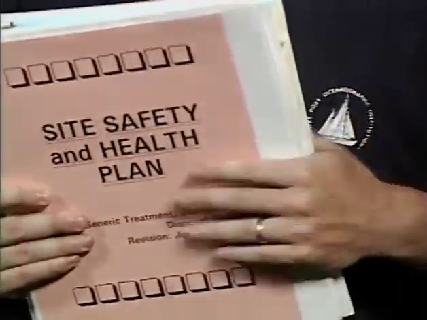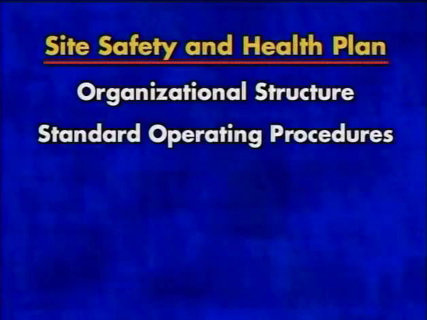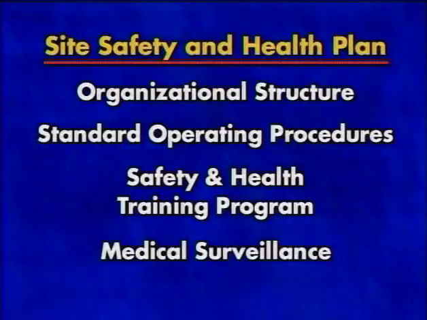Hazwoper requires your operation to establish and maintain several written plans. The first is the Site Safety and Health Plan, which is designed to help identify, evaluate, and control workplace hazards. This plan contains a description of your group's organizational structure, a comprehensive work plan for your operation, including standard operating procedures, a site-specific safety and health training program, and guidelines for the medical surveillance of workers who may be exposed to hazardous waste.